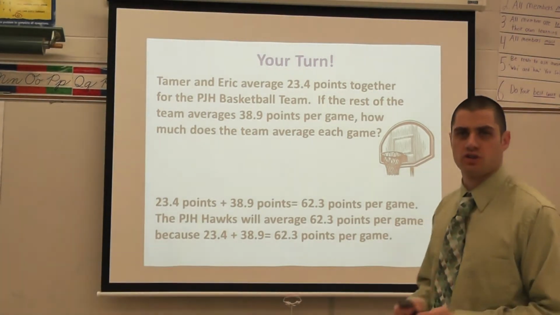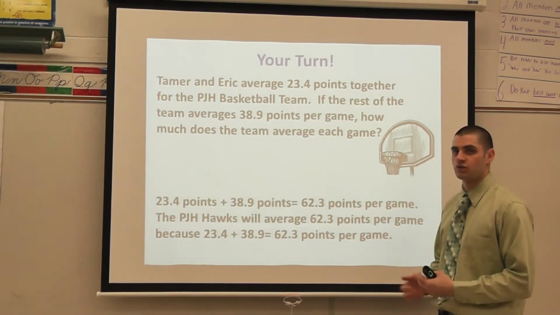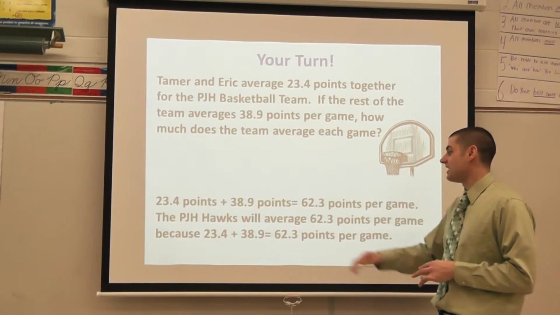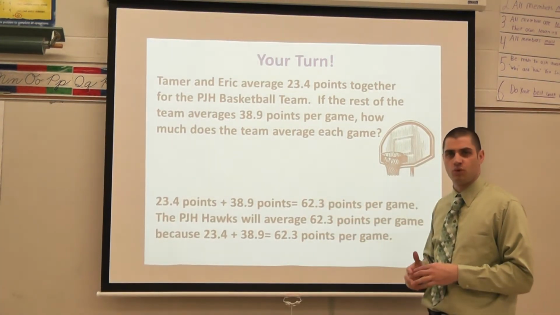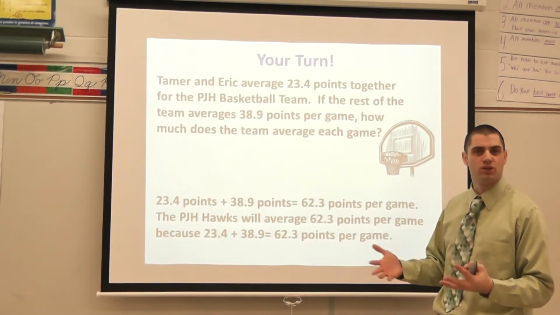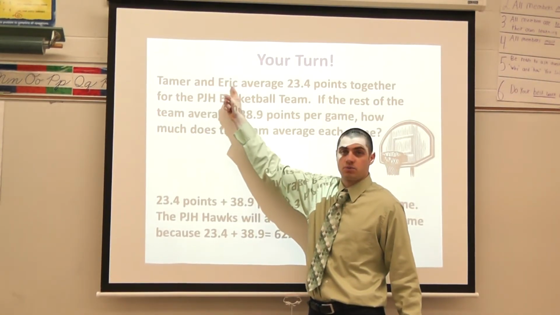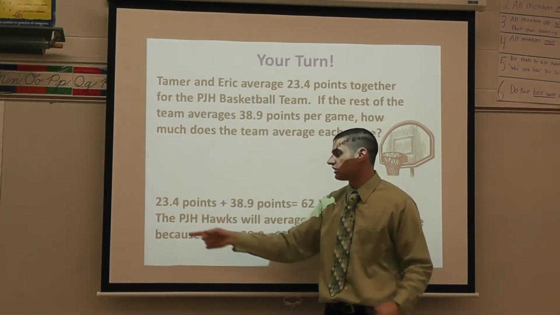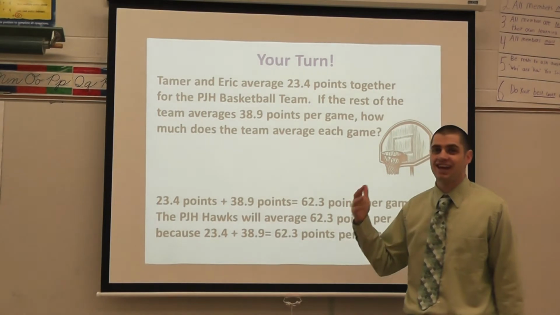So again, if I was looking at these scores, I would expect, if I were to go watch the Prairie Junior High Hawks, who were champions, by the way, this year, to score somewhere around 62.3 points per game, because that's their average. It's not what they score every time, but usually they'll be around that score. If I was specifically watching Tamer and Eric play, I might see that, combined, their points are going to be close to 23 or 24 points in that game on average.